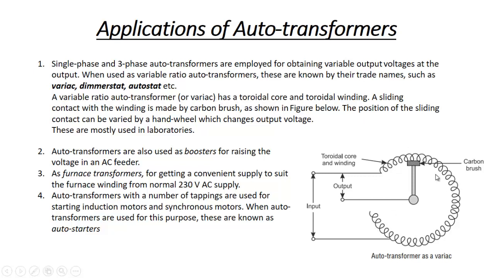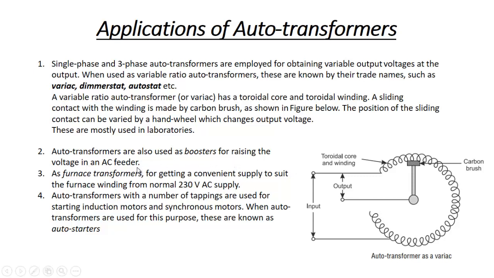Here we show only the toroidal winding. A sliding contact with the winding is made by a carbon brush, like this is the carbon brush as shown in the figure. The position of the sliding contact can be varied by the hand wheel, which changes the output voltage. So when this position is taken over here, the output voltage will be 0. When it is changed in the clockwise direction, the output voltage will increase and reach exactly equal to the input voltage. And for this point to this point, it is used to increase the output voltage beyond the input voltage.